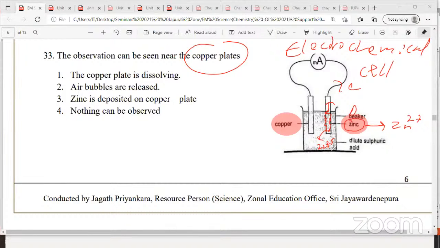Please label. The most reactive metal becomes the anode in an electrochemical cell. Who is the anode? Zinc. I'll write here: zinc is the anode. The most reactive metal is zinc. Copper is below, and zinc is above in the activity series.